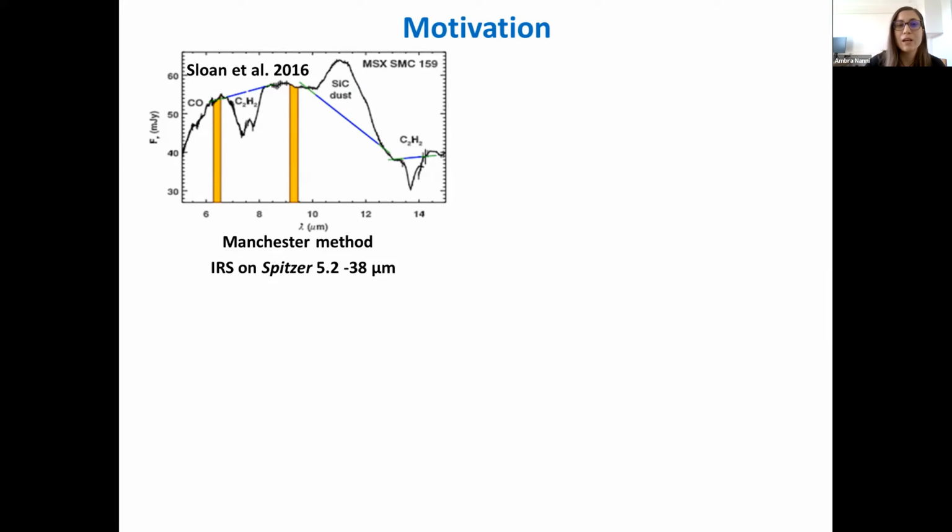And this is done by looking at this color here, using these two bands that, as you can appreciate, are rather independent. They are not affected by any feature, more or less. So this color is a good probe for the reddening, so for knowing how much dust we form in these stars.